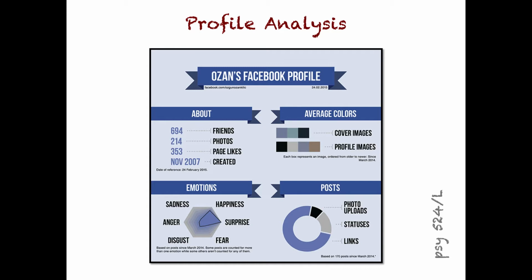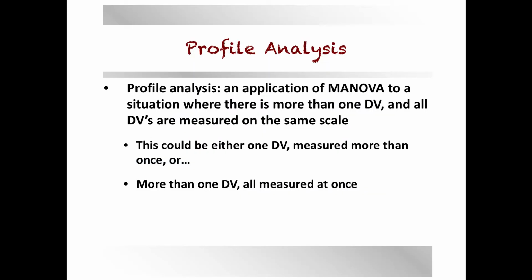Profile analysis is a special case of multivariate ANOVA. It's a situation where there is more than one DV, as in MANOVA, but in this special case the dependent variables are all measured on the same scale, which should remind you of a repeated measures study. It could be one DV measured more than once, as in repeated measures, or more than one DV all measured at once, as in dependent samples. Either way, it's MANOVA, but it's a special case.